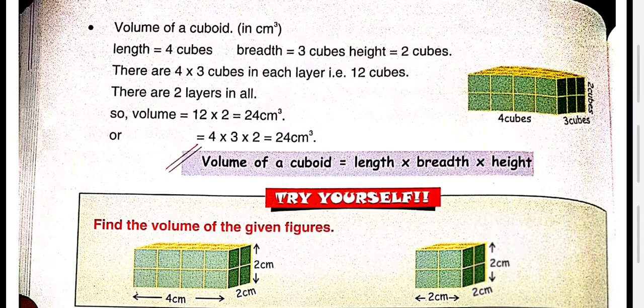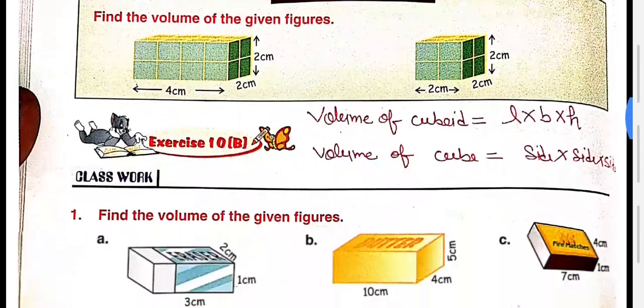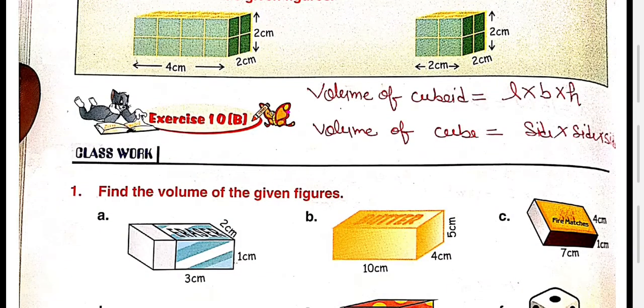And the volume of cuboid is length into breadth into height. So in short we have to write L into B into H. L for length, B for breadth, H for height. So I'm writing here by pen some formula. Volume of cuboid, you have to write L into B into H. How you have to write volume of cuboid? L into B into H. And volume of cube you have to write side into side into side.